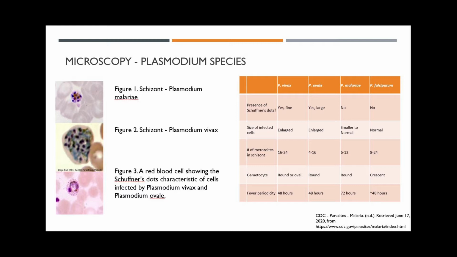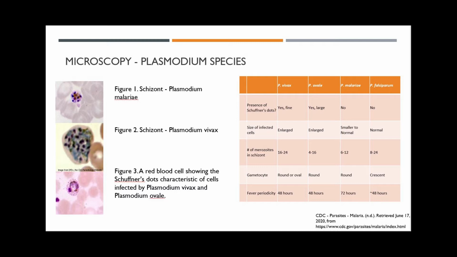In figure 2, we're shown the schizont of Plasmodium vivax. This schizont shows the large number of merozoites typical of this species, about 16 to 24. Also note the larger size compared to a normal red blood cell. Figure 3 indicates a red blood cell showing the Schüffner's dots characteristic of cells infected by Plasmodium vivax and Plasmodium ovale.